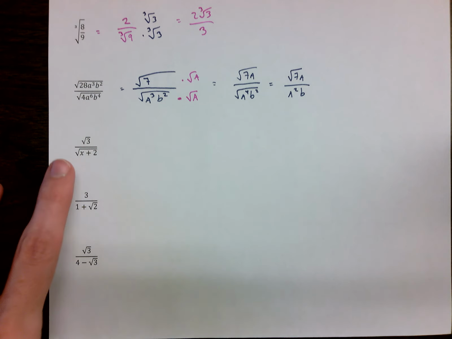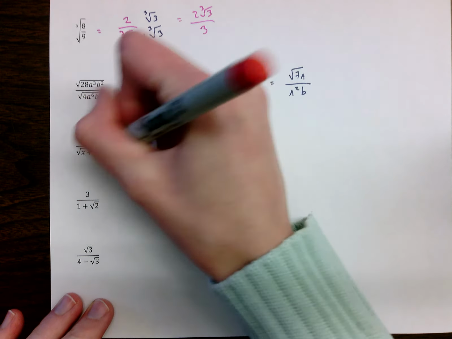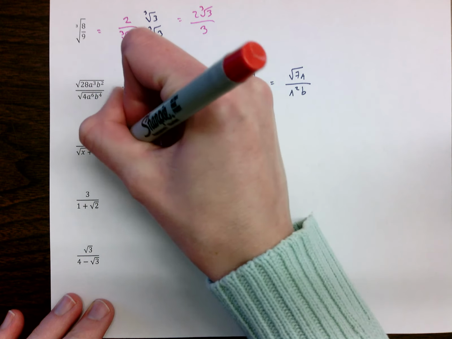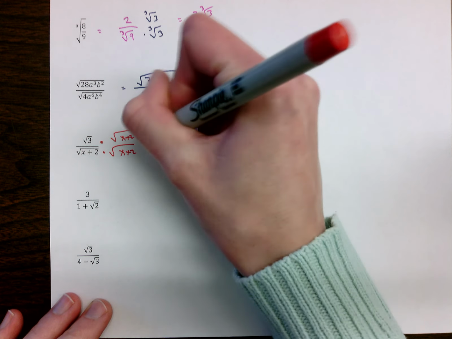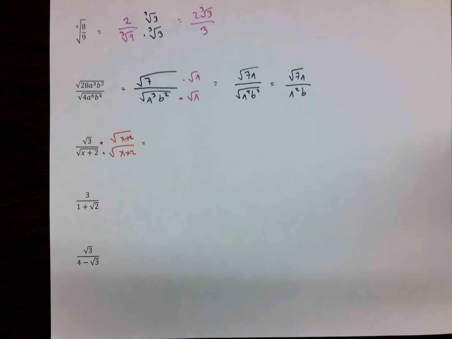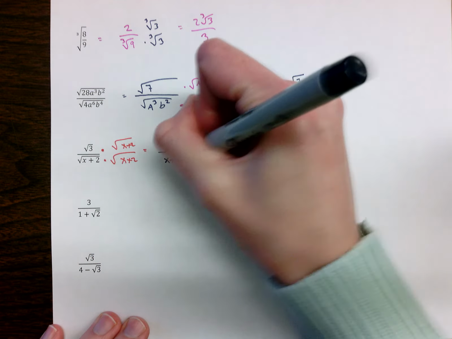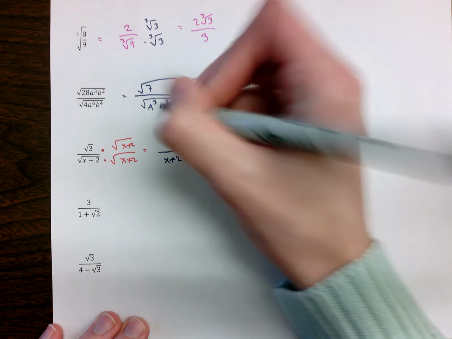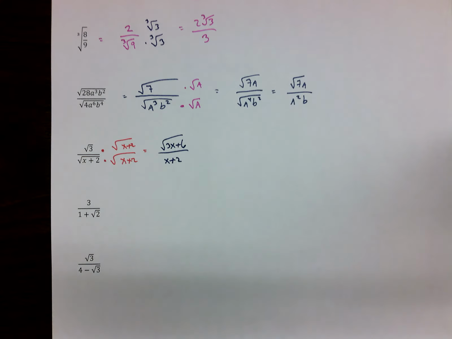So for this guy, when I want to simplify him, I just need to get the stuff on the inside to be a perfect square. So I'm going to multiply by the square root of x plus 2. Because the square root of x plus 2 times x plus 2 is just x plus 2, right? So that's going to simplify to just x plus 2 on the bottom. And then on the top, I'm going to do distributive property, 3x plus 6.